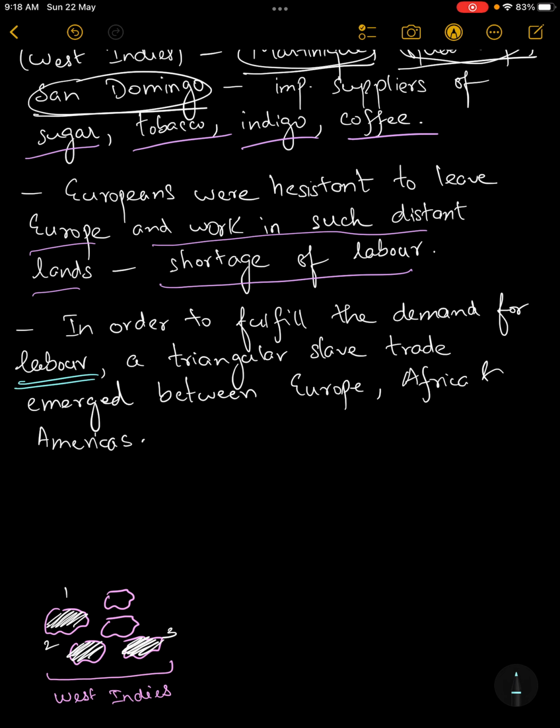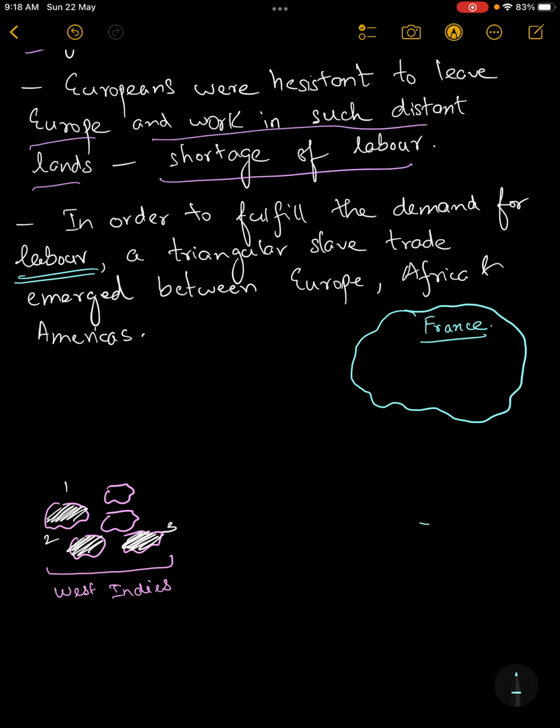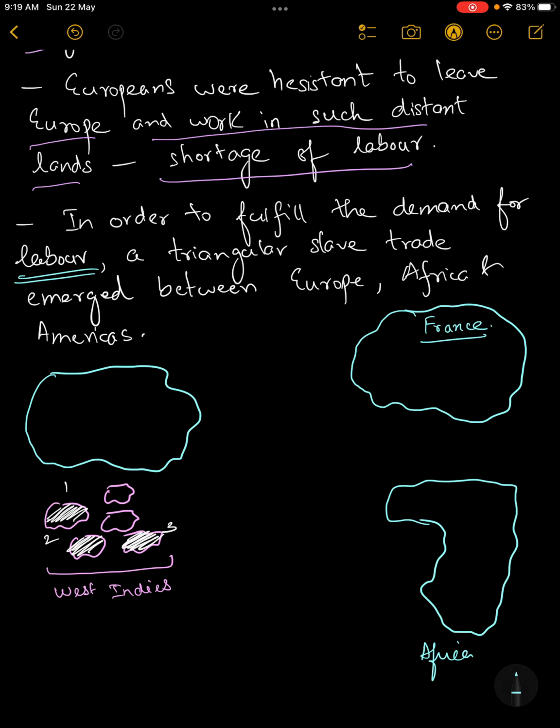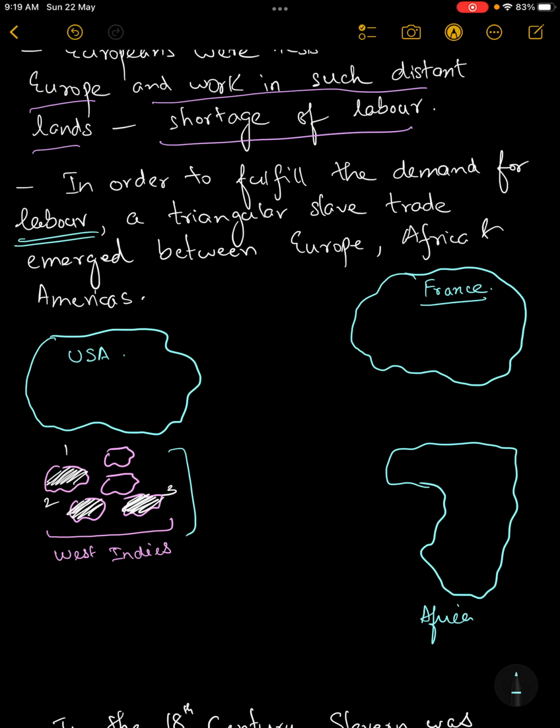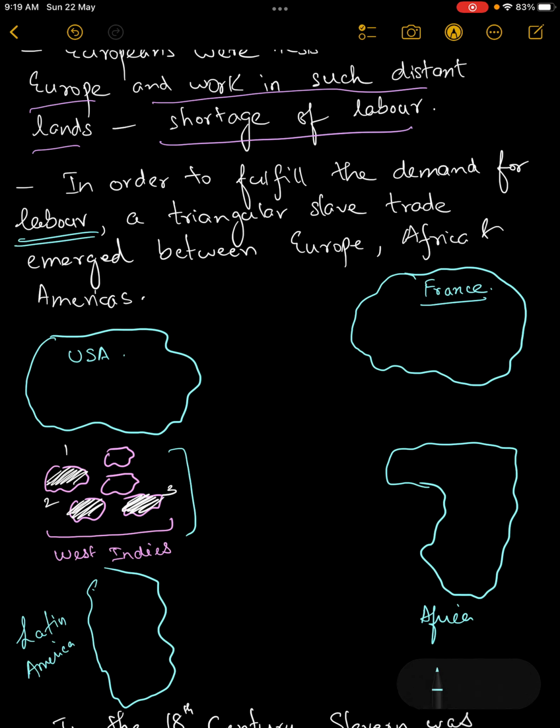Continent number one, of course, is Europe. In this case, I am not going to take the entire Europe. I am just going to take the example of France because it is relevant to our discussion. Then right over here we have the wonderful continent of Africa. Not the best diagram, please forgive me. This is Africa. And then these are the Americas over here. I am including the United States of America, the West Indies, which falls in between, and of course Southern America, like Latin America. So you need to understand now how this trade worked.